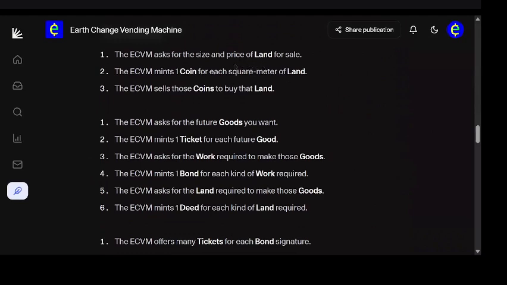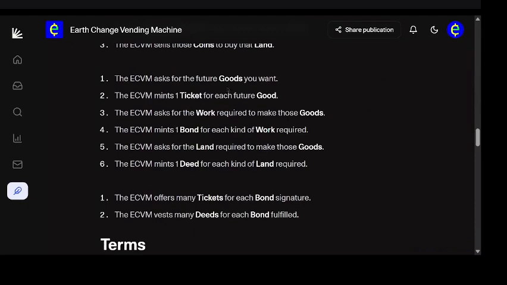So once the ECVM gets the size and price of the land, it will mint the coins based on the minimum bid found from those parameters, and then sell them to buy the land. And then it asks the people who are going to try to live on that land, what future goods do you want? It mints the tickets, and then each ticket requires many different kinds of work. Usually, like the bread would require a farmer, a miller, and a baker, conceptually.